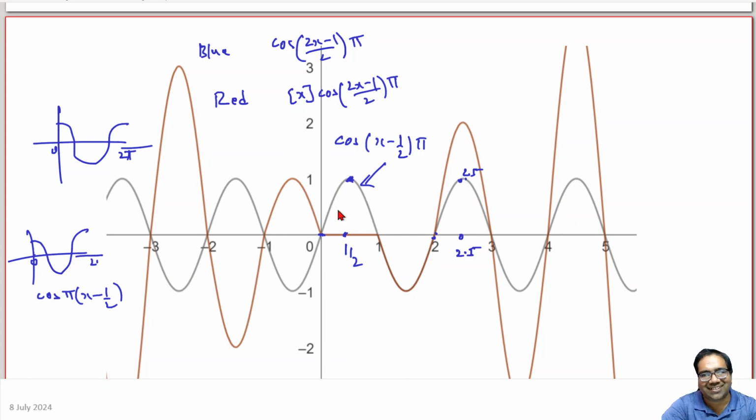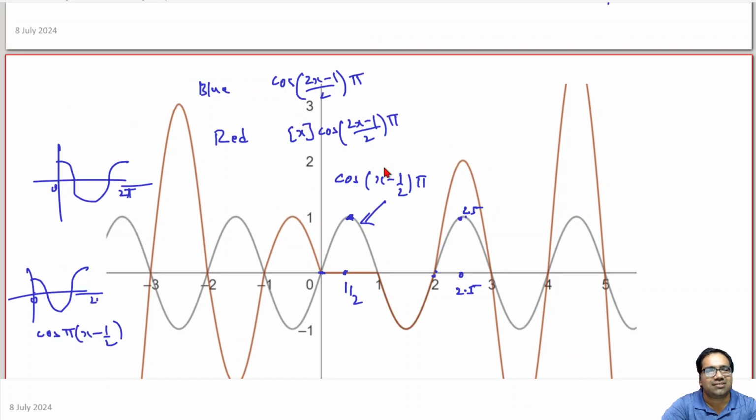Now the interesting thing. What are we concerned about? We are concerned about the greatest integer function of x times cos of pi times x minus half. So, this blue one is cos of pi times x minus half. Now, with the same graph, we are multiplying, right, between 0 to 1. Between 0 to 1, we are multiplying with 0, because the greatest integer function of x is 0. Between 1 to 2, you are multiplying with 1, because the greatest integer function there is 1, right. Between 2 to 3, you are multiplying with 2.